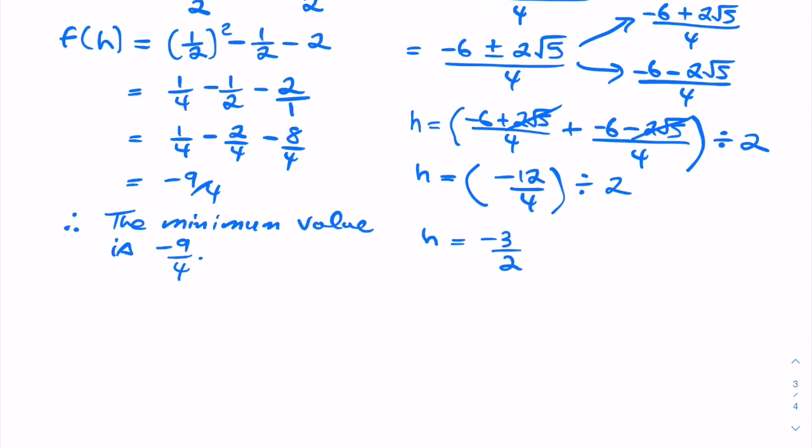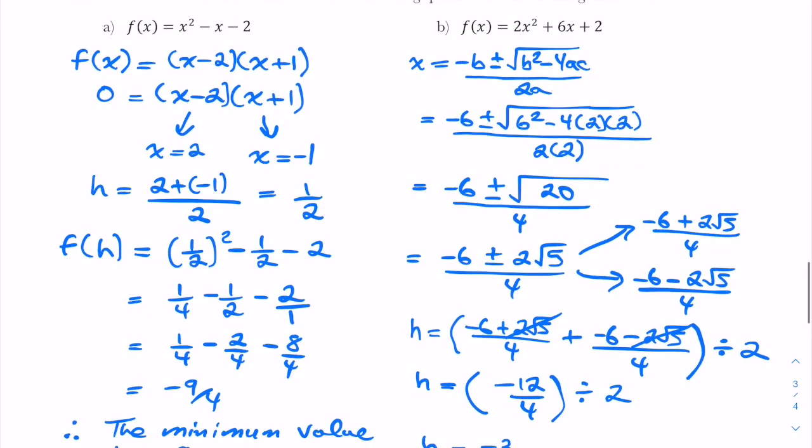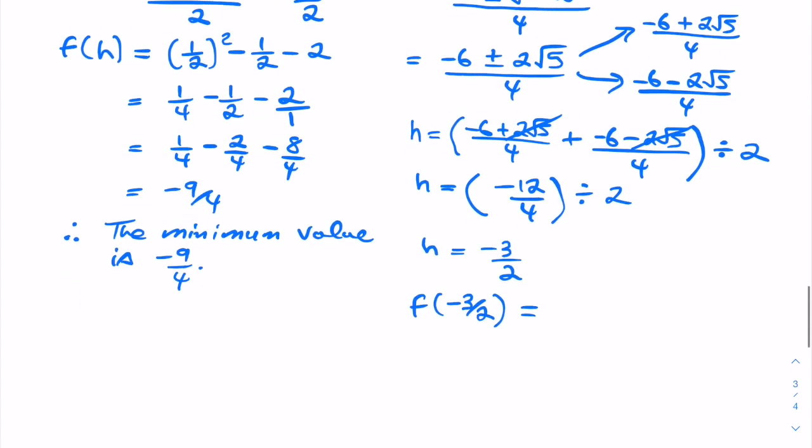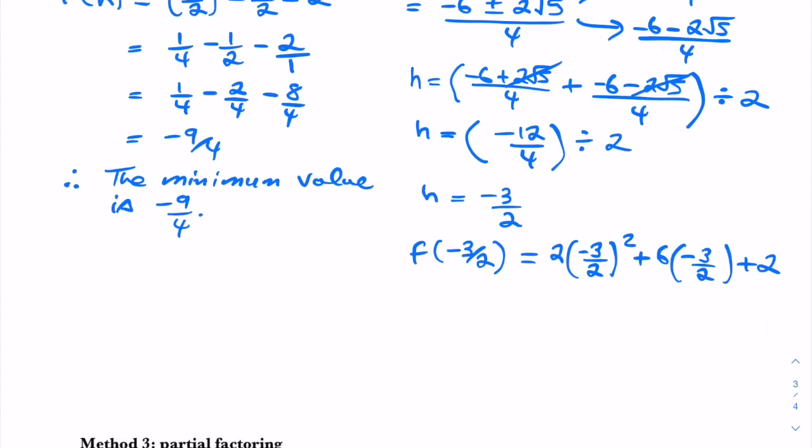Finally, to find the y-coordinate of the vertex, we just substitute negative 3 over 2 into the original function. So here, f of negative 3 over 2 is, let's go back up and look at our function. So 2x squared plus 6x plus 2. I'll try to remember that. So 2 times the x value squared plus 6 times x plus 2. Just to make sure. Yeah.